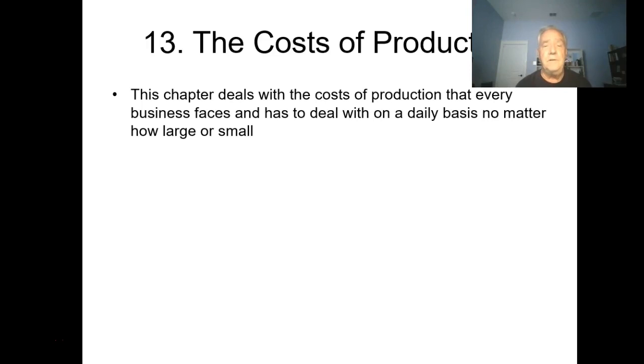So this chapter deals then with the cost of production, and every business has it. Every business looks at it. They are concerned about their costs on a daily basis. It doesn't matter how large you are, how small you are, because keeping your costs down makes you competitive. If you're competitive, you can sell product in the marketplace.